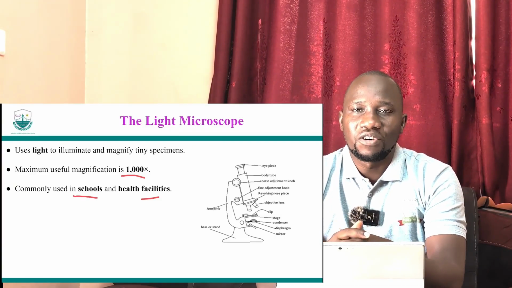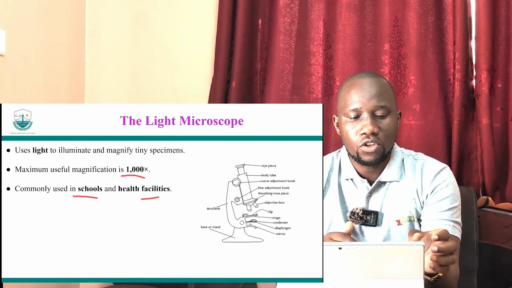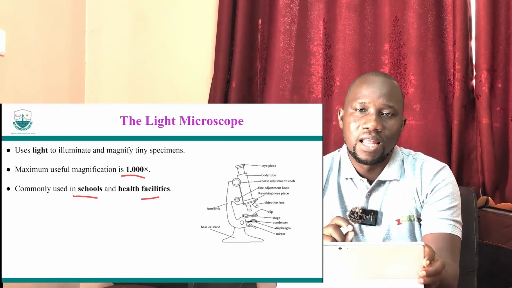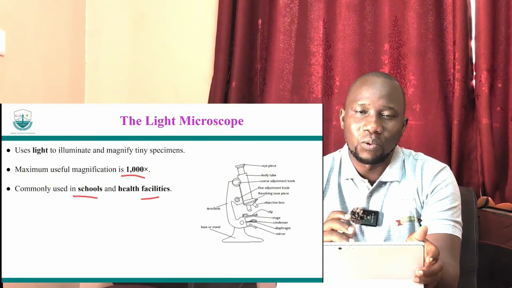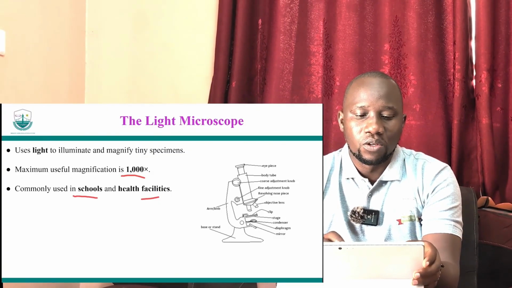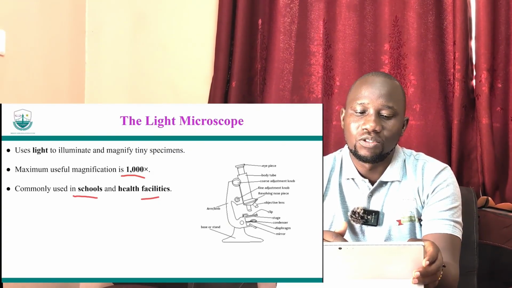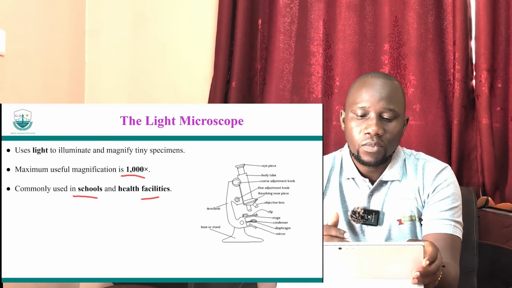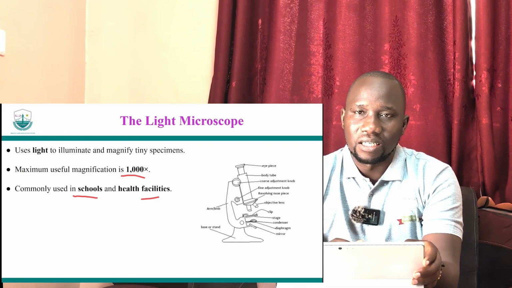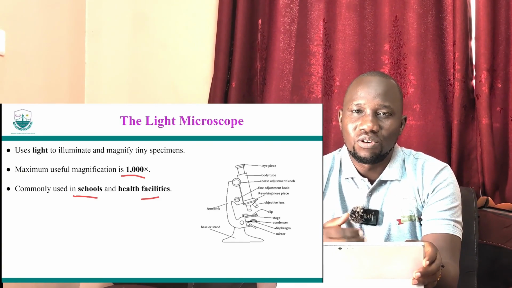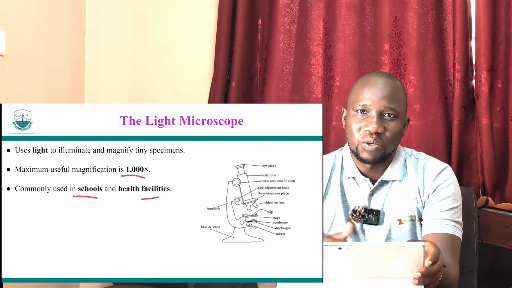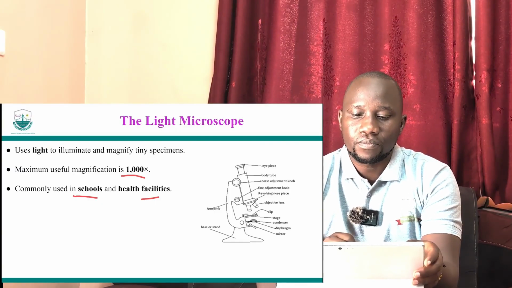The other difference is that you actually use light to see the object. That is basically why it is called the light microscope. It uses light to illuminate and magnify tiny objects. That means that if you don't have light in a light microscope, you will not be able to see.